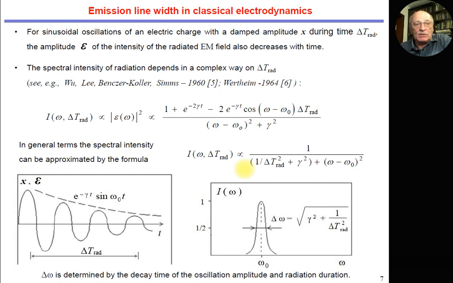In classical electrodynamics, for sinusoidal oscillations of an electric charge with a damped amplitude x during time delta T radiation, the amplitude epsilon of the intensity of the radiated electromagnetic field also decreases with time. The spectral intensity of radiation depends in a complex way on delta T radiation, but in general terms, the spectral intensity can be approximated by this simple formula. The spectral width delta omega is determined by the decay time of the oscillation amplitude and radiation duration.